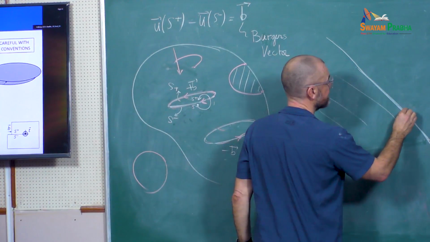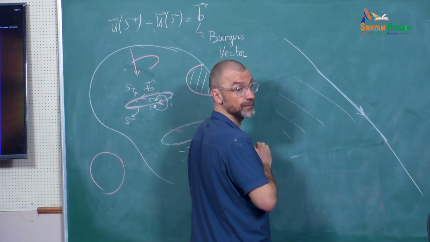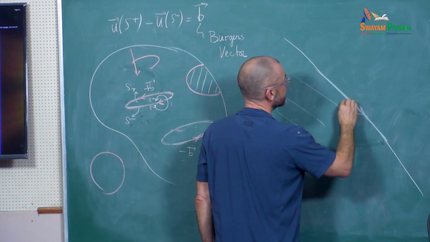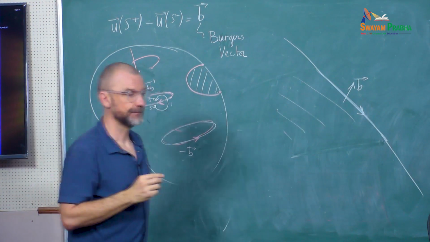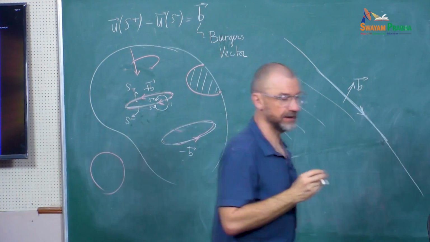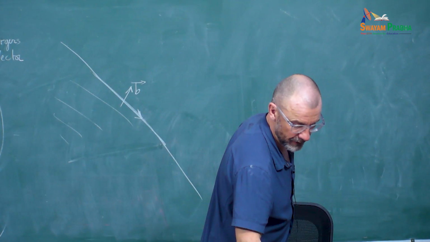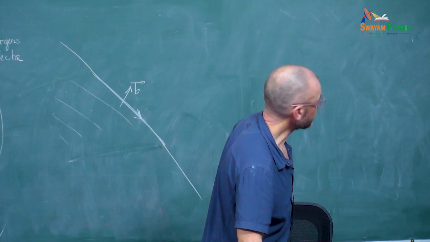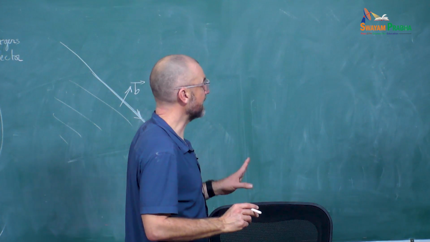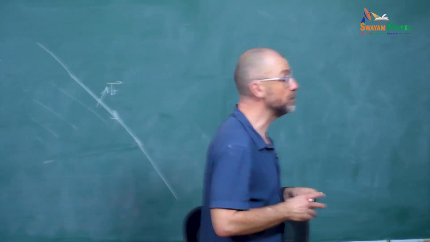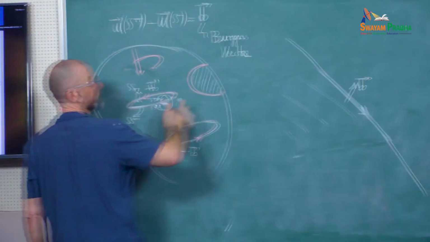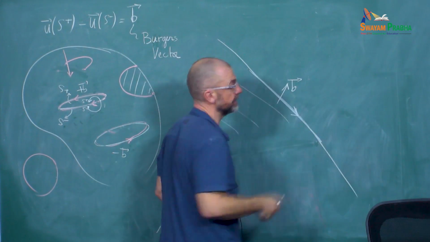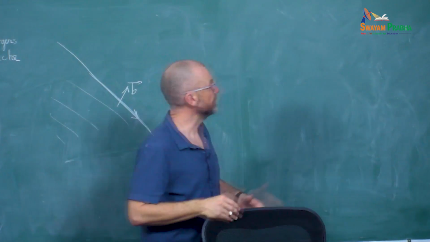It still has a sense, and it has a Burgers vector. Yes, that's clear? I'm going to go back to this later on. Now, there are different types of loops. So when it's closed like this, we call it a dislocation loop. When it's straight, we call it a straight dislocation.